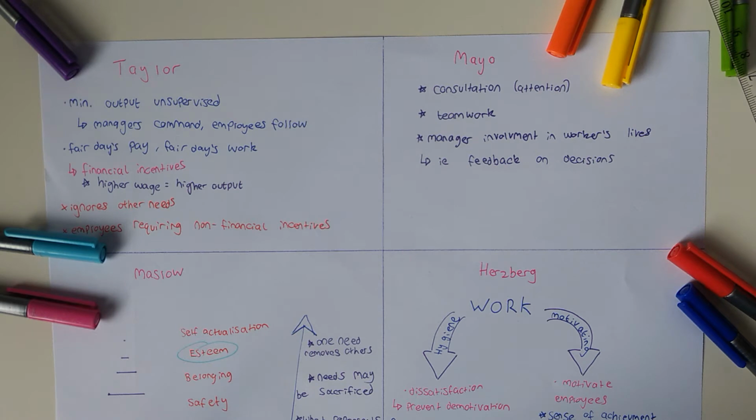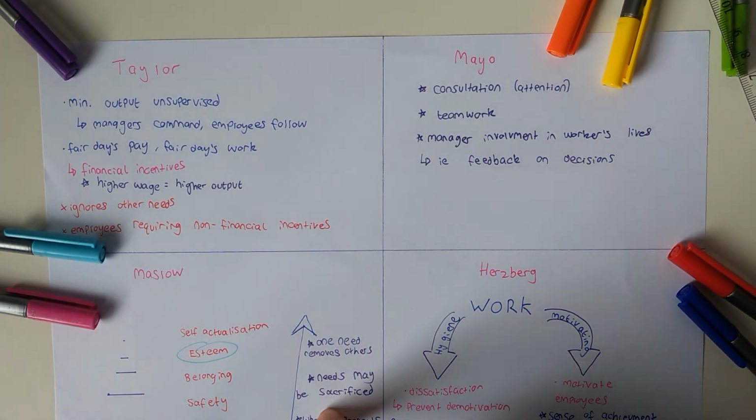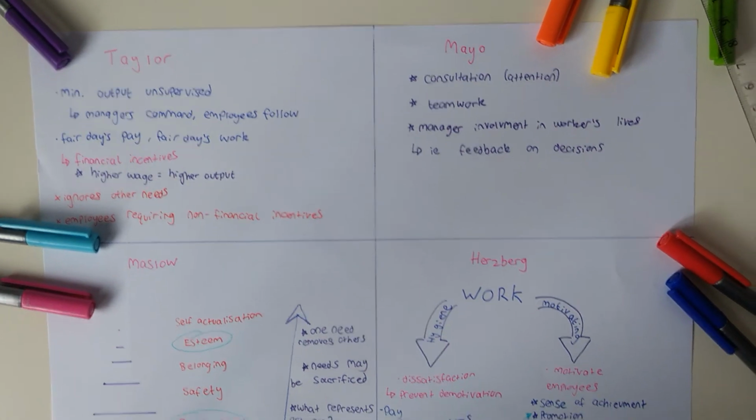workers' lives. So whereas Taylor would claim that managers should command workers and workers will follow, Mayo believed that managers should be involved in the lives of workers and get their feedback on decisions. So then we can look at Maslow's hierarchy of needs.